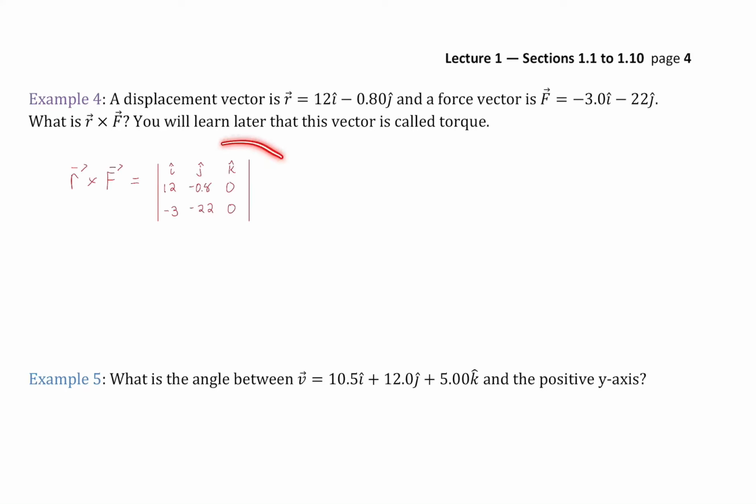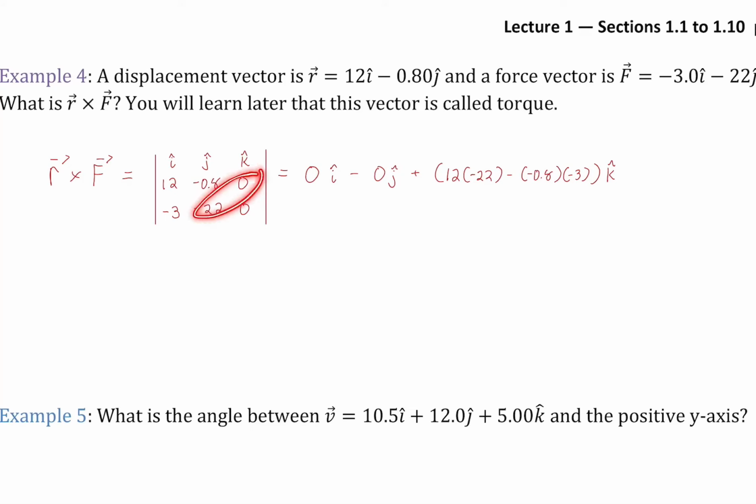I'll set up my little mnemonic here to make sure I write everything out. It helps me. Everything attached to the i hat is going to be 0, because if I do my little ellipses, I'm just going to have 0 times something minus 0 times something. For the j hat, it's the same, because it's 12 times 0 and then negative 3 times 0. So everything just zeroes out.